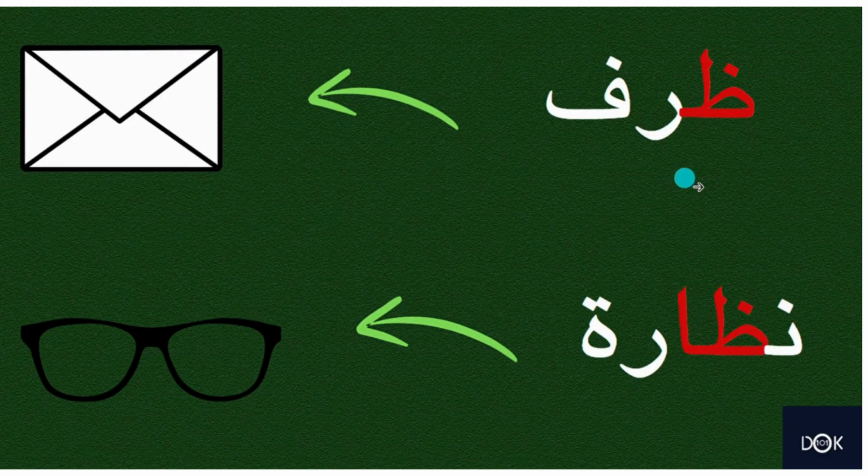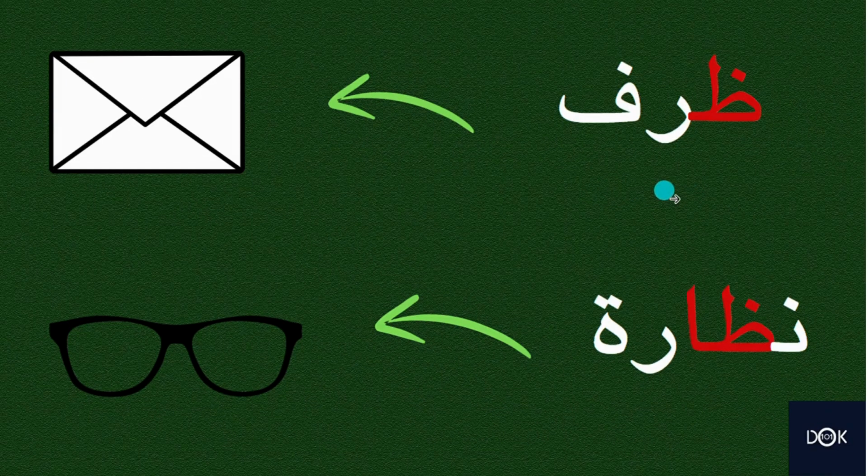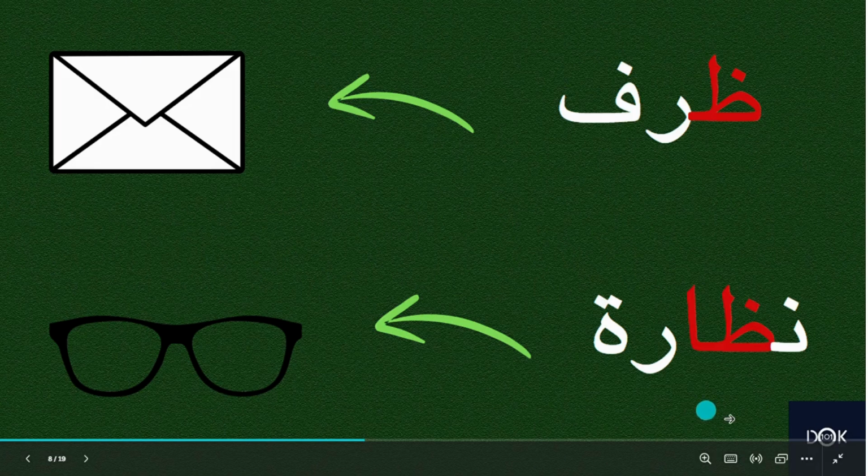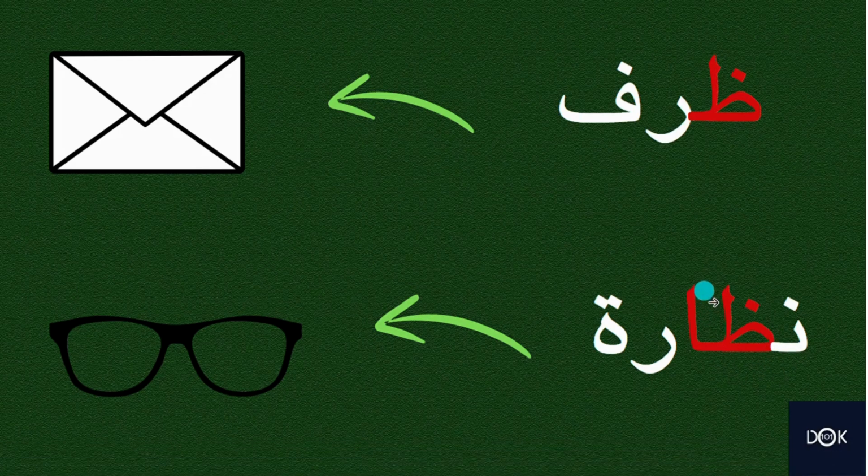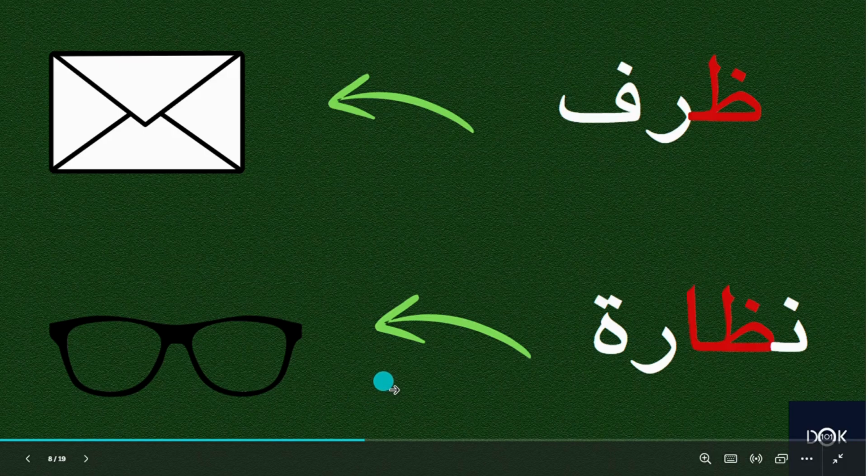The first example is ظرف, which is an envelope. The second one is نظارة. We see the dha here is connected to another letter, which is the letter alif. نظارة, which are a pair of glasses. So that's it for dha.